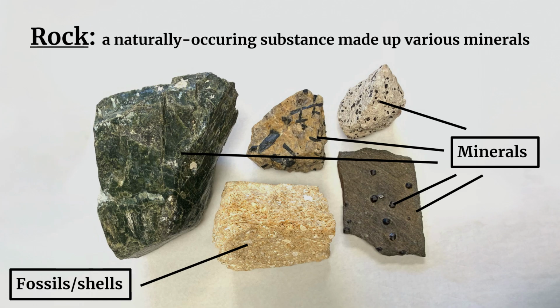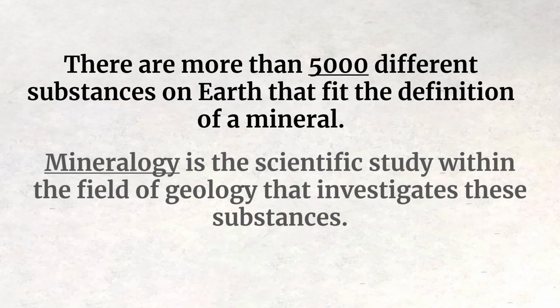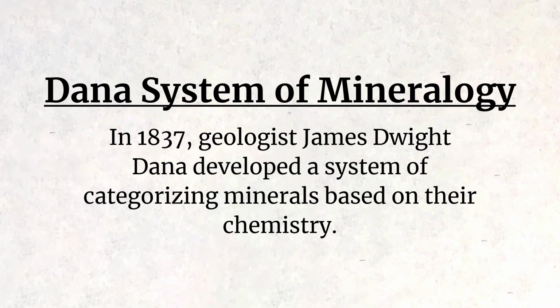But back to minerals. There are more than 5,000 different substances on Earth that fit the definition of a mineral, and mineralogy is a scientific study within the field of geology that investigates these substances. But wait, how did geologists make sense of that many minerals? Well, in 1837, geologist James Dwight Dana developed a system of categorizing minerals based on their chemistry.